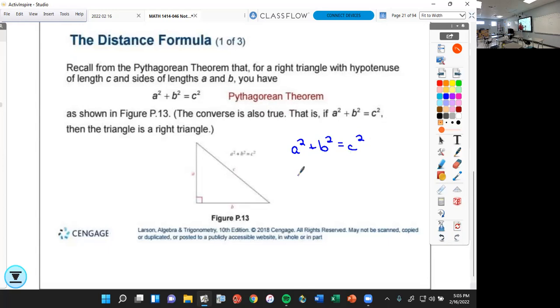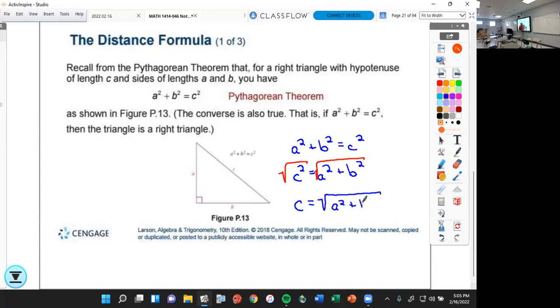I'm going to rewrite this and put the c first. C squared equals a squared plus b squared. Well, the opposite of squaring something is called the square root. So to get c by itself, I will take the square root of both sides. By taking the square root of both sides of the equation, the square root of c squared is simply c. And the square root of a squared plus b squared is going to be the square root of a squared plus b squared.